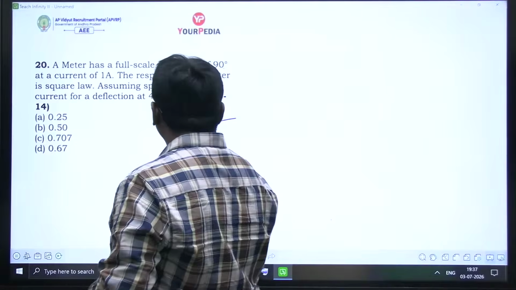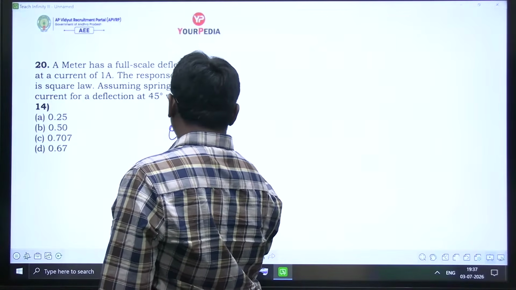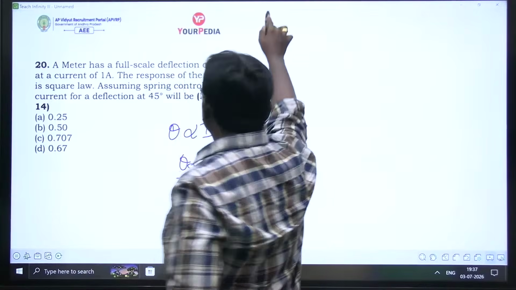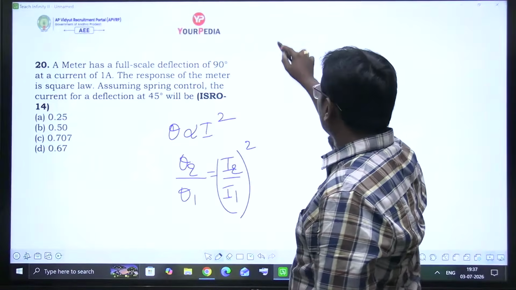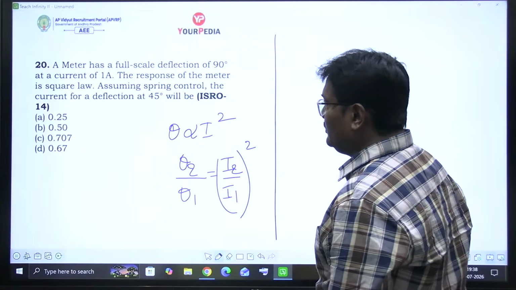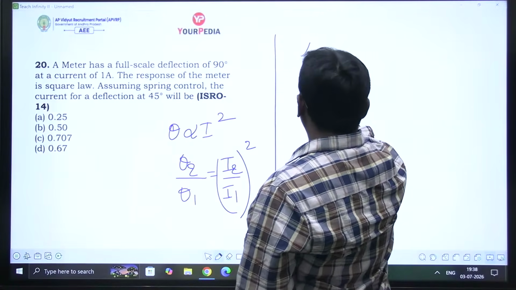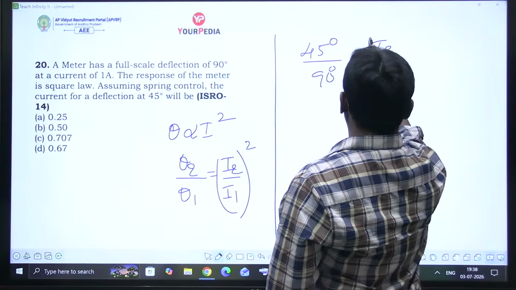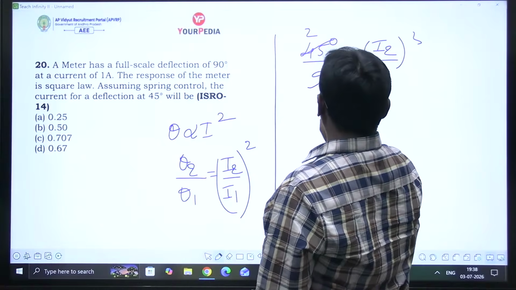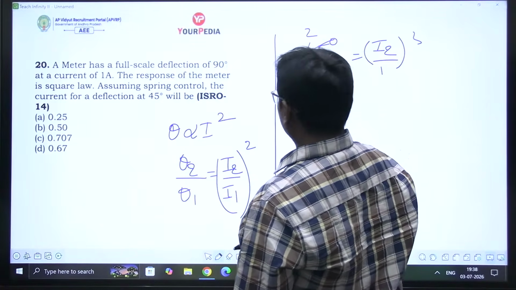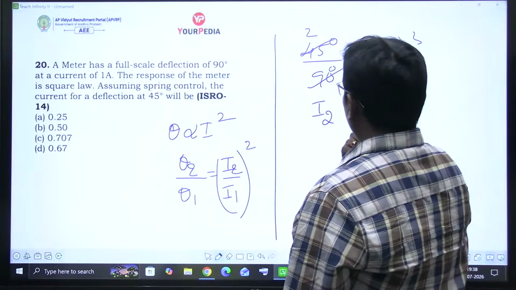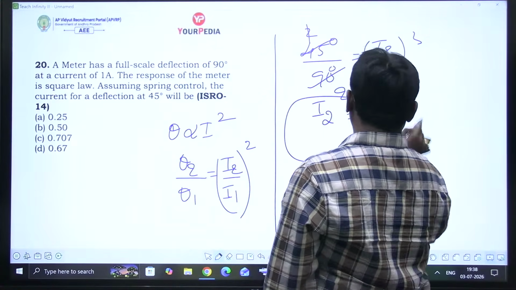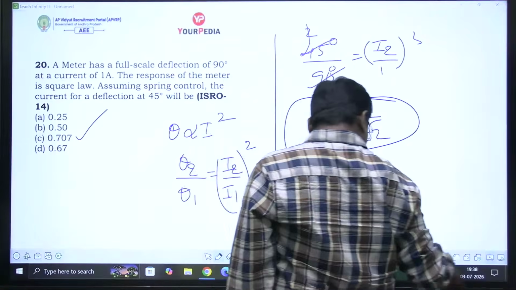So theta 2 by theta 1 is equal to I2 by I1 whole square. C is the correct answer. So 45 degrees by 90 degrees is equal to I2 by 1 whole square, which gives 1 by 2, so I2 is 1 by root 2, and that value is 0.707.